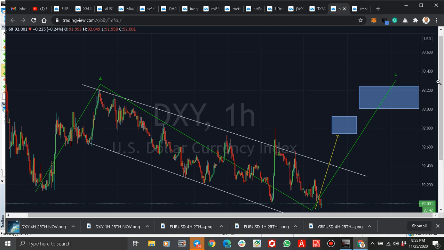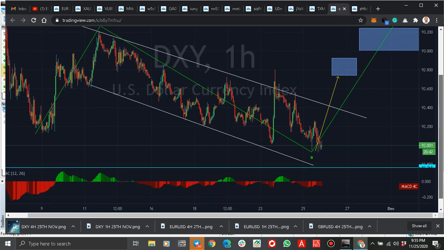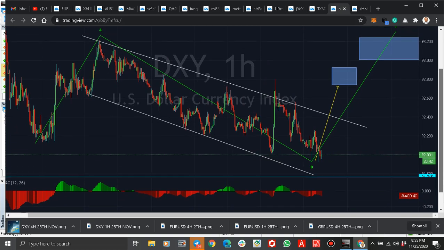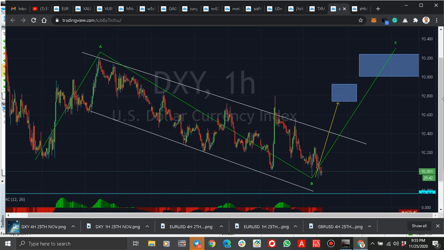That's for 4 hours. Then on 1 hour, there's nothing much. There's no difference between 4 hour and 1 hour. The only difference is that the best target on 1 hour is here, 92.7 or thereabout. The second target is here. It's the same chart, the same movement.